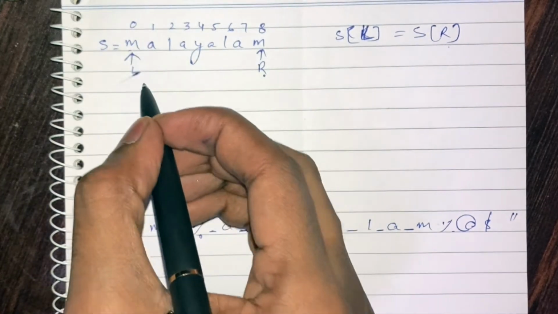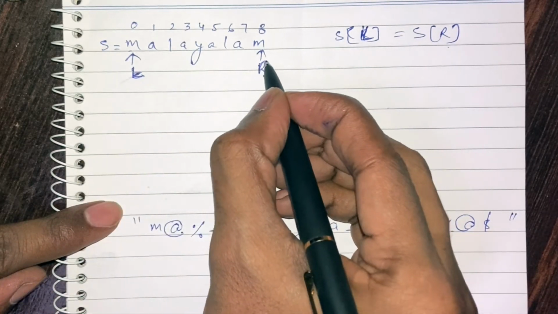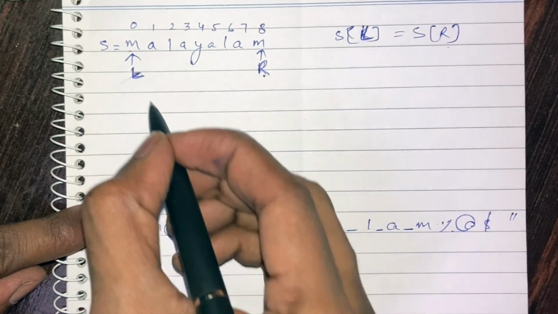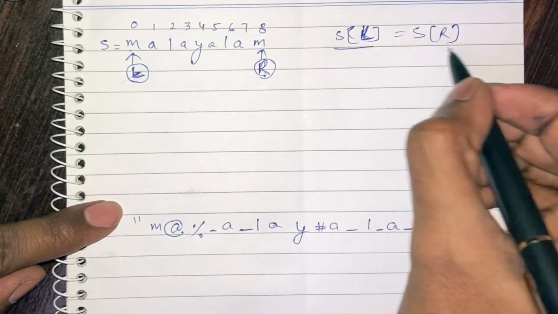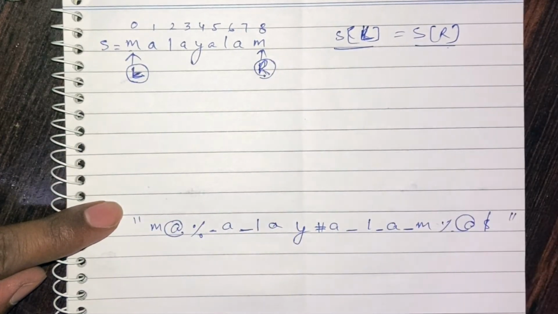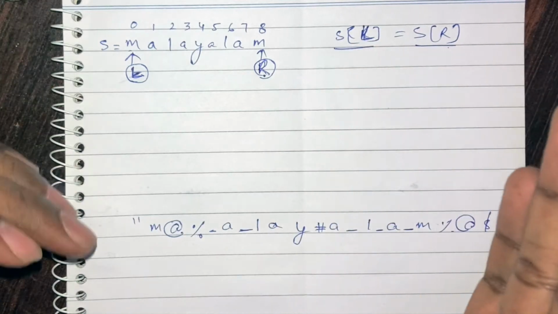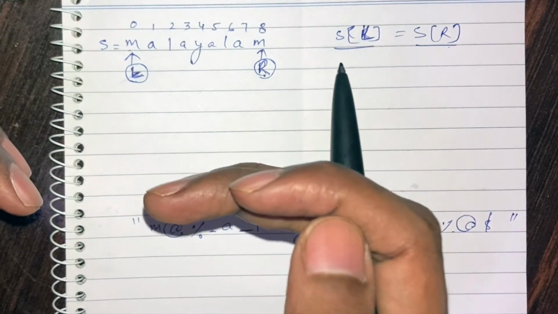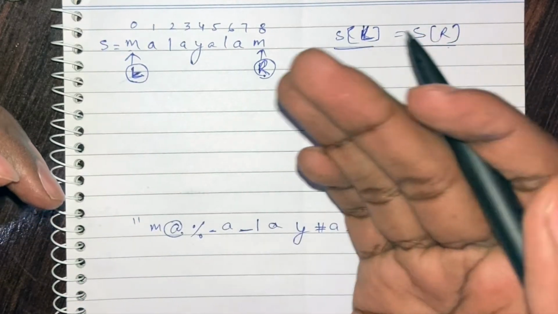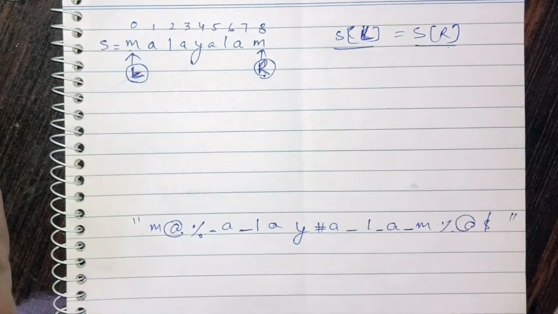So how do we approach? We take two pointers, left and right. Left is at the beginning and right is at the end, and we compare the characters present at the left and right pointers. S of left is equal to S of right. If they are equal, we move towards the center. We move left by 1 and we decrement the right pointer by 1, so that left and right move towards the center. And if they are not equal, we know that the string is not a palindrome. We break and return false from the function.